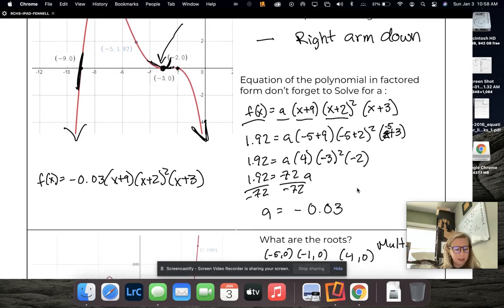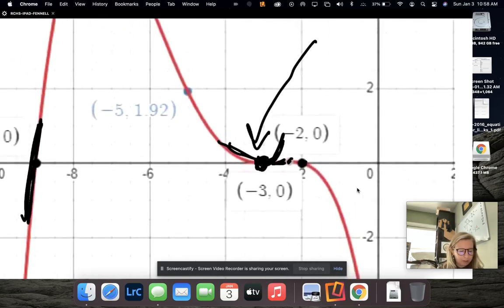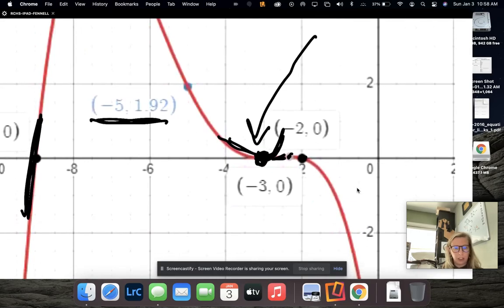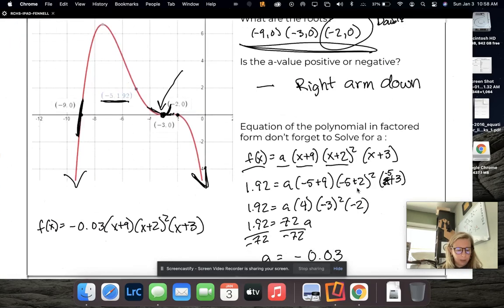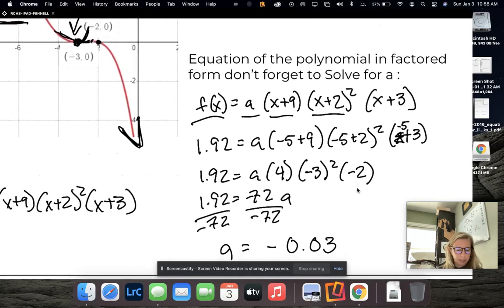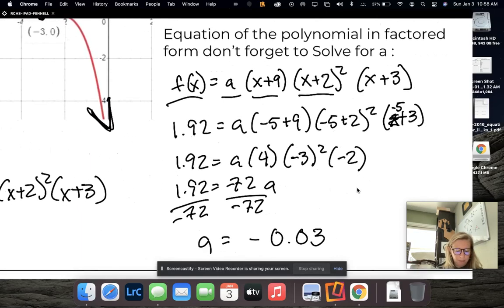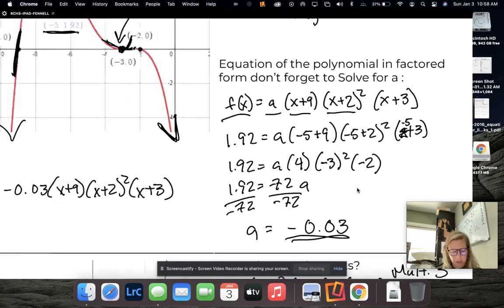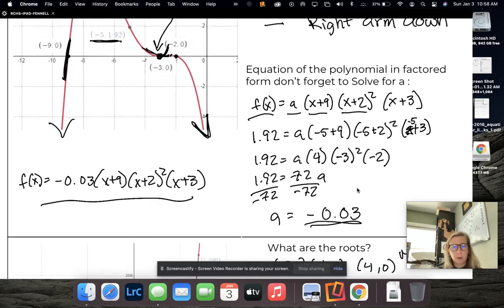Then we're going to plug in the point that we're given right here, which is (-5, 1.92). So every time we see an x, we're going to plug in -5. Every time we see a y, we're going to plug in 1.92. We're going to go ahead and solve for a, and we get a = -0.03. Now this is good because we expected our a value to be negative, so that matches. Again, feel free to plug this whole equation into Desmos. It should match that graph above.